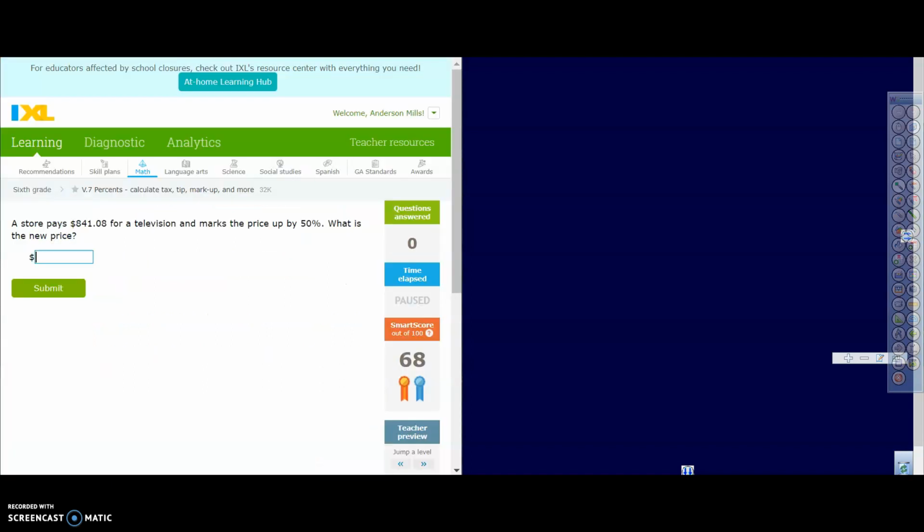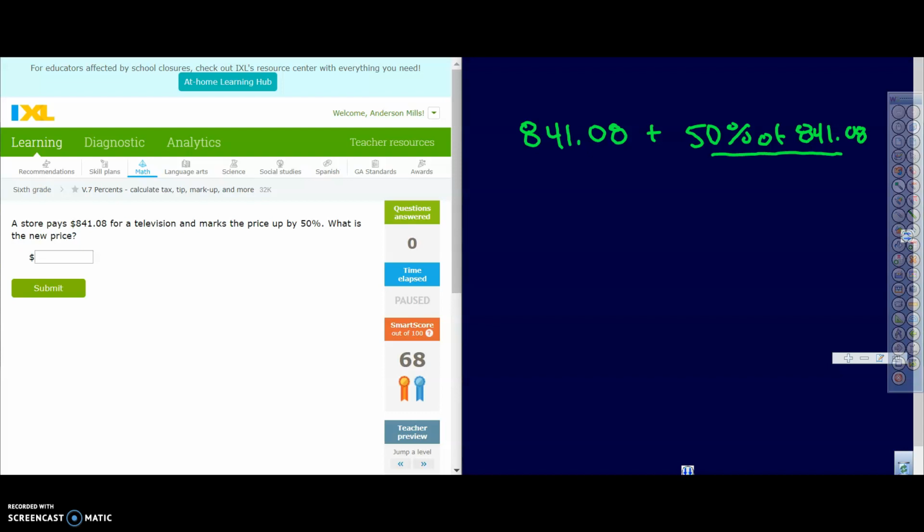A store pays $841.08 for a television and marks the price up by 50%. What is the new price? So we've got the amount that the store paid for it, $841.08, and then we need to add to this amount 50% of $841.08. That means we need to find a percent of a number here. We need to find 50% of $841.08, and then add it to $841.08.